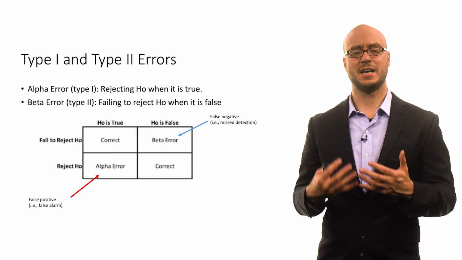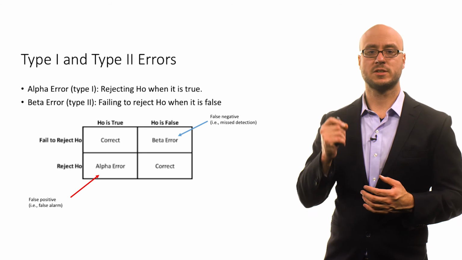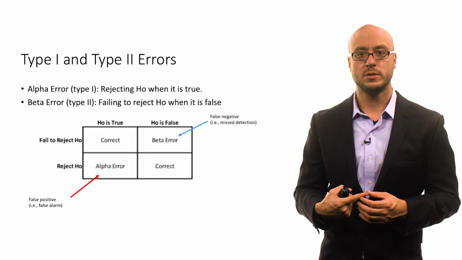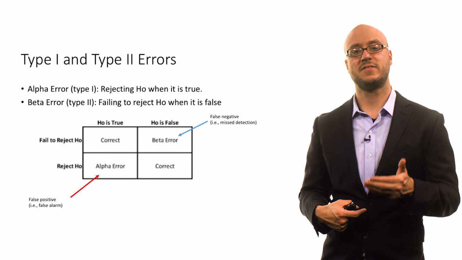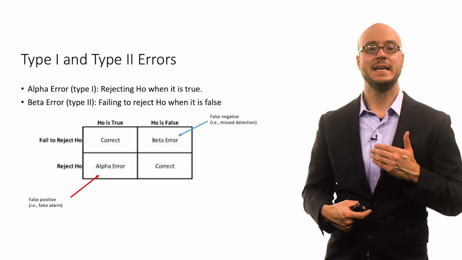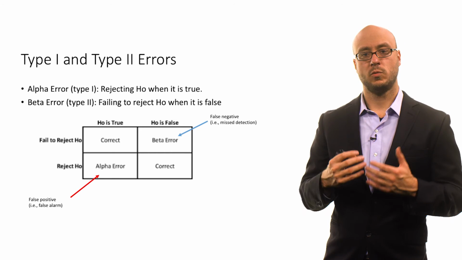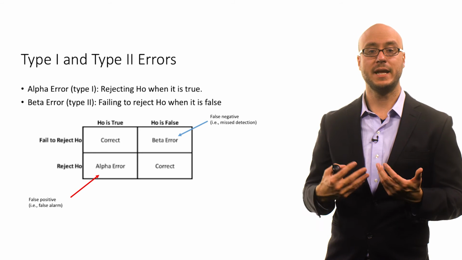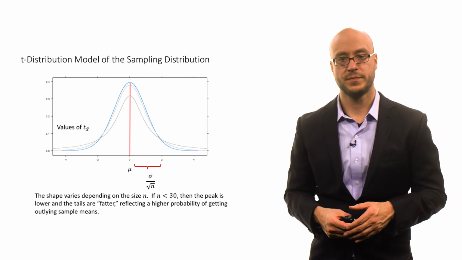Another issue is to think about the type 1 and type 2 errors involved. We're going to focus more on what's called the alpha error, or the type 1 error. This is the probability of rejecting the null when in fact it is true. The beta error, sometimes called a type 2 error, is failing to reject the null when in fact it is false. So when we set alpha, in essence we're talking about how comfortable we are with committing a type 1 error of rejecting the null when in fact it is true.